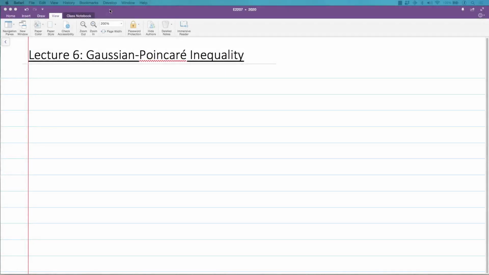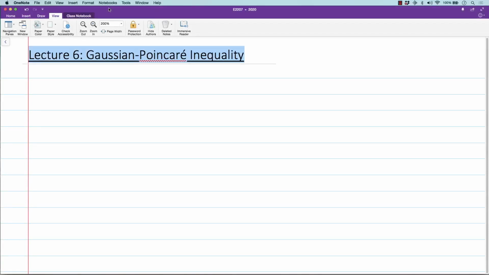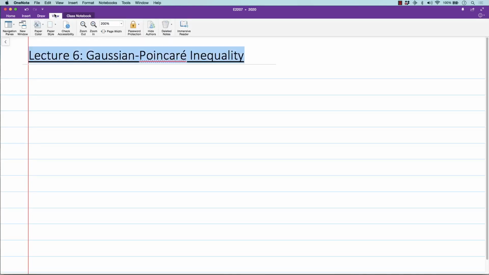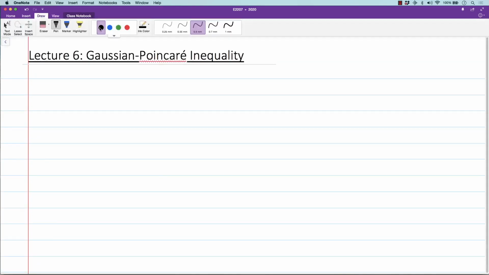In this lecture, we will talk about the Gaussian Poincare inequality. Before I describe this Gaussian Poincare inequality, maybe I can quickly review what is the basic classic Poincare inequality, which is not connected to this course, but perhaps that will help you understand this name.